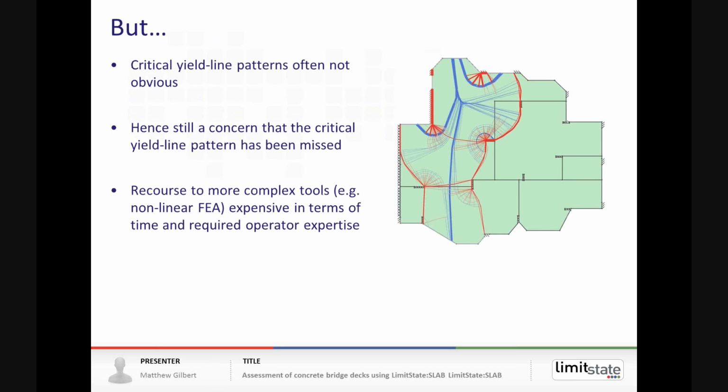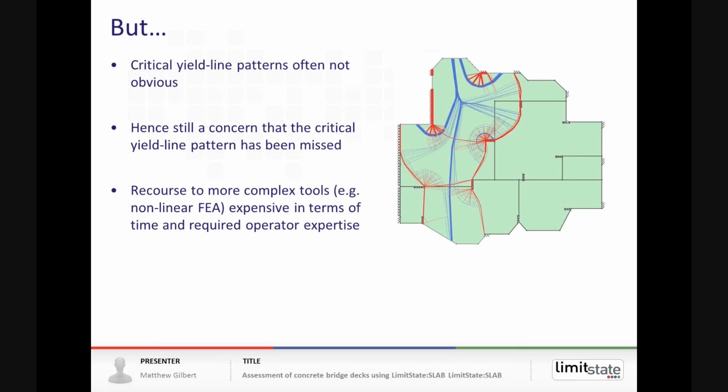However, only a limited number of failure mechanisms were considered using Cobras, and when the geometry gets a little bit more complex, critical yield line patterns are often not obvious. And so there's a concern in practice that the critical yield line pattern might still be being missed. And on the right hand side of this slide, we've actually got an image of a floor plate in a building, a concrete slab floor plate with internal columns, and we can see in that case the failure mechanism is very complex.